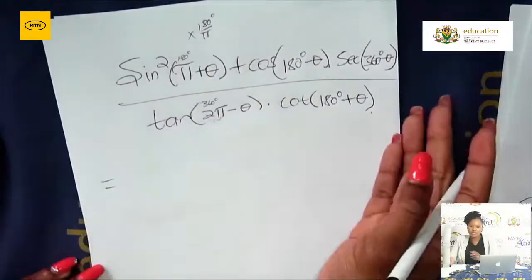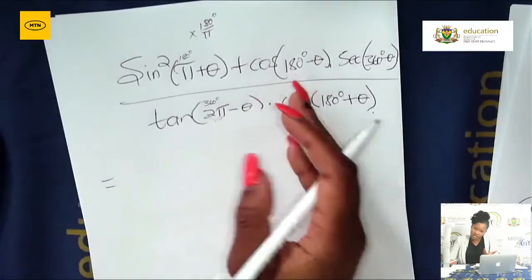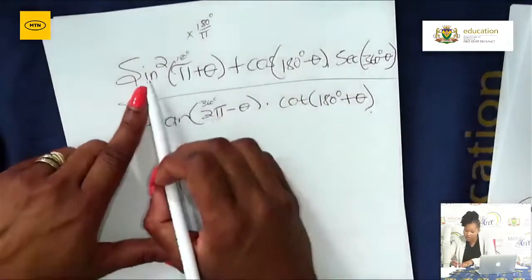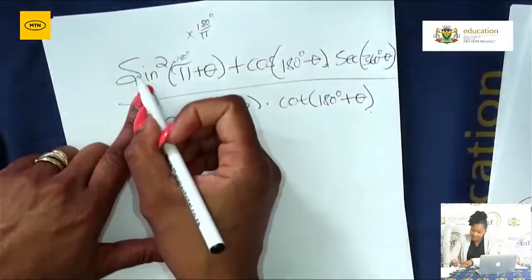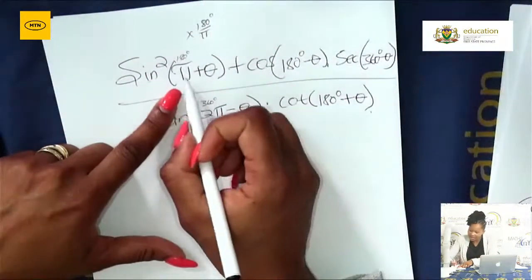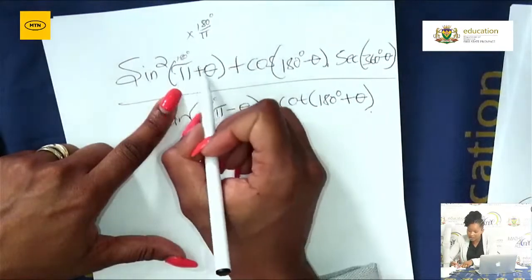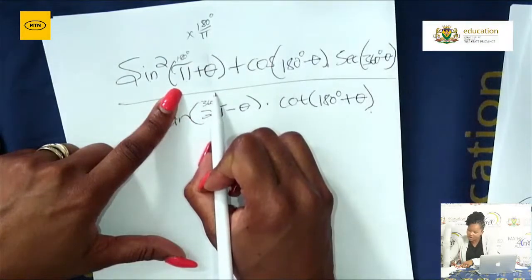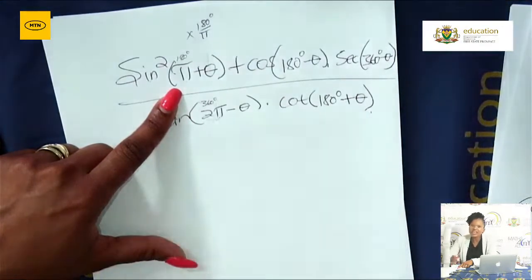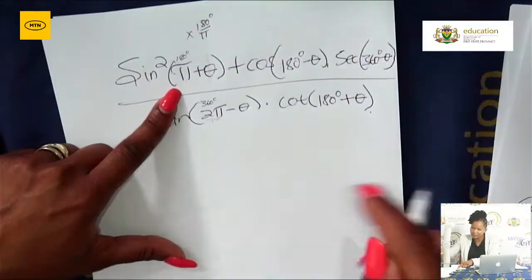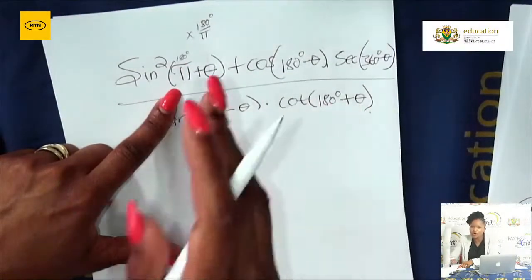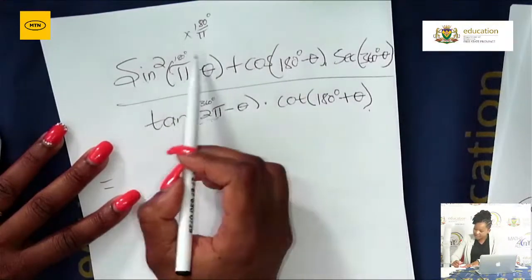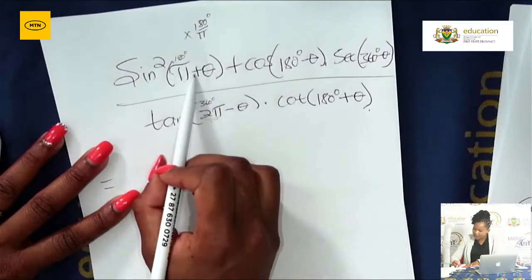You can use the calculator or you can use the CAST rule. If you use your calculator, this is what you do as your first step. You press sine in your calculator and then insert 180 degrees plus 1 here. And then your calculator will give you a negative decimal number. You don't focus on that number, you only focus on the sign. So it means when you say sine of 180 degrees plus theta, it is negative.